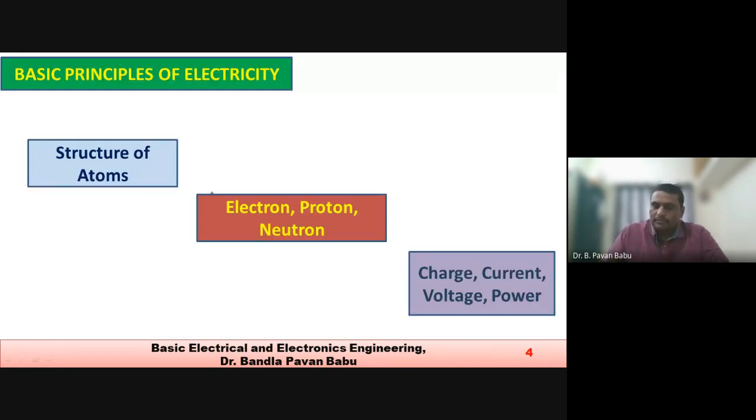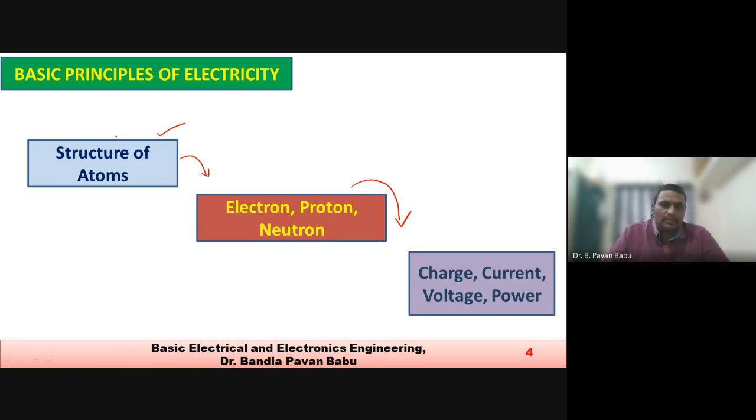So, coming to the basic principles of electricity. Here is the structure of atoms: electrons, protons, and neutrons. Of course, these are the subatomic particles, or the sub-elements, of atoms. Once we are familiar with the electron, proton, and neutron, only then can we start our discussions on charge, current, voltage, and power. So let us start with the structure of atoms.